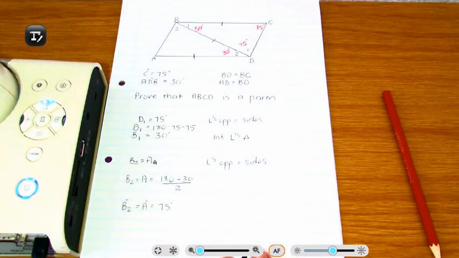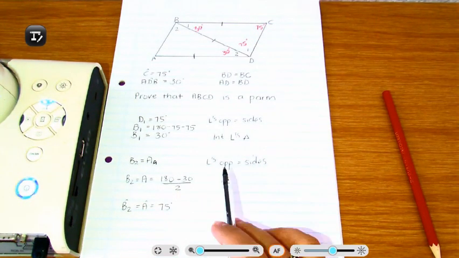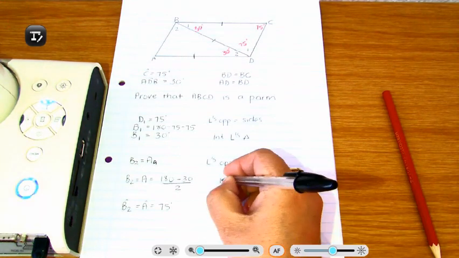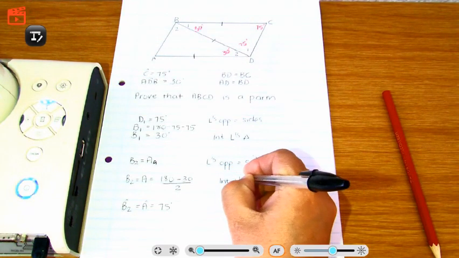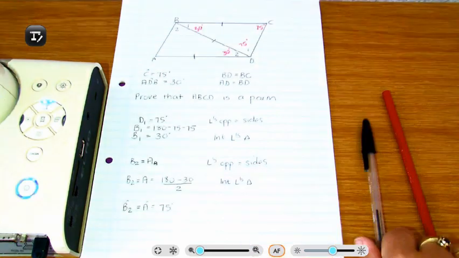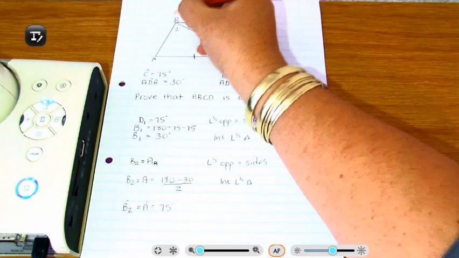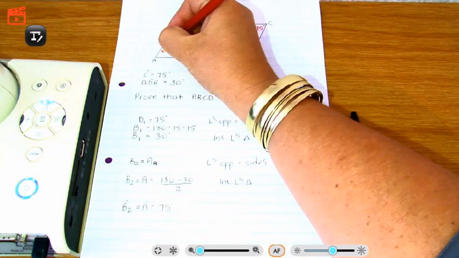Okay, and my reason here would be interior angles of a triangle. So I'm going to fill in those angles now. So this is 75 and this is 75.